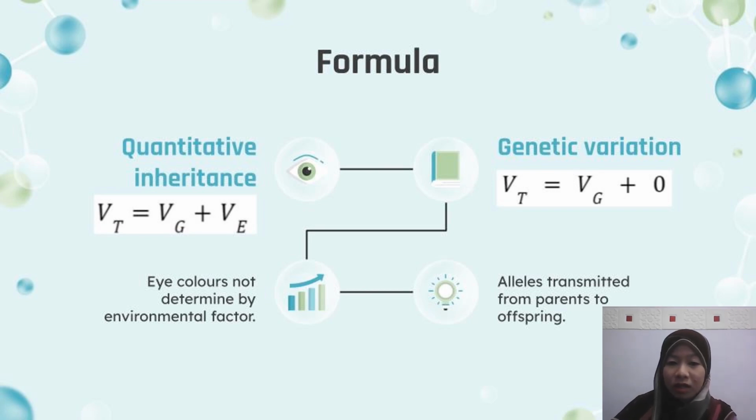Eye color is a genetic inheritance, which is from parents to their offspring. So it means that eye color was not determined by environmental factors. So Vt is totaled up by all Vg values because Ve is 0. It is proven that environmental factors like diet, temperature, humidity, and life habits cannot express the genetic variation of alleles. Alleles are transmitted from parents to their offspring during the reproduction process.